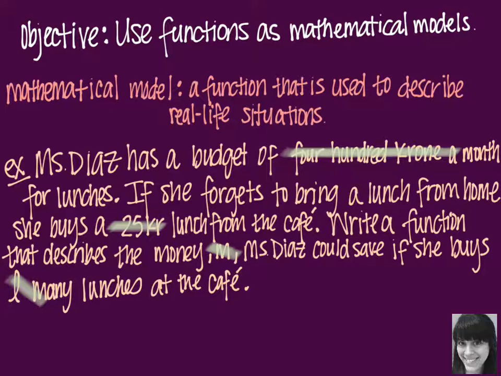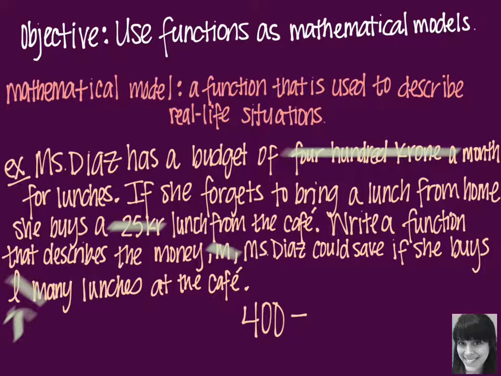So, L is the number of times I pay for 25 kroner, right? So, L is going to be the input. How much money I could save is going to be my output, okay? So, I start out with 400 kroner, right? And every time I have to buy a lunch, I deduct 25 kroner.